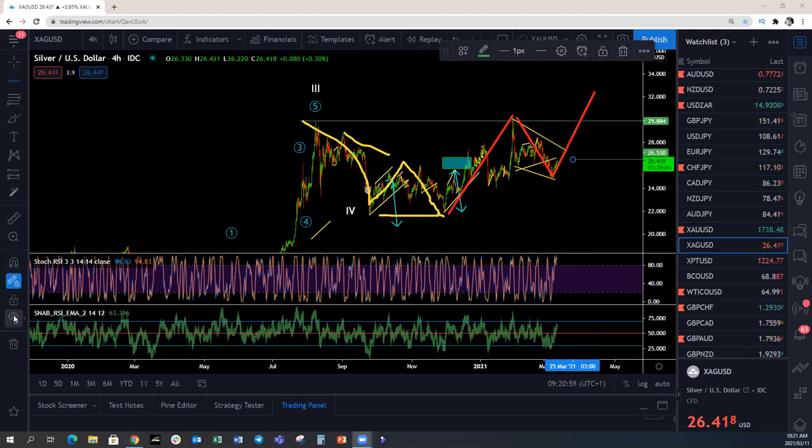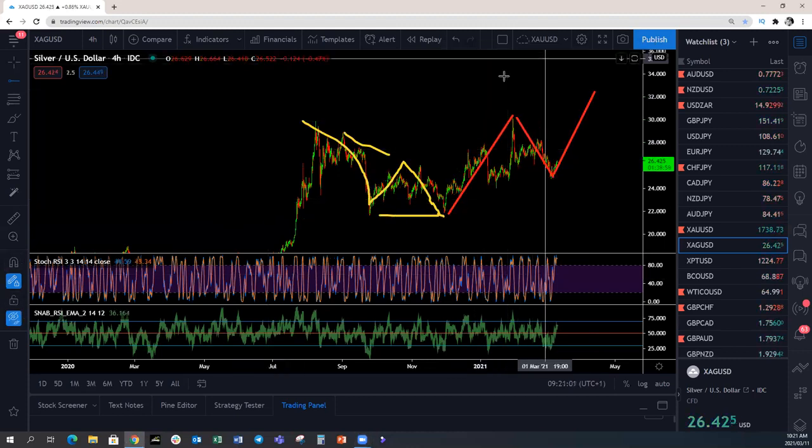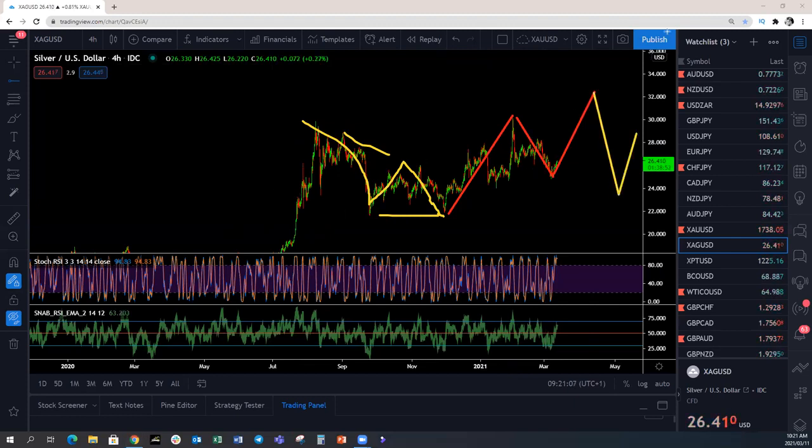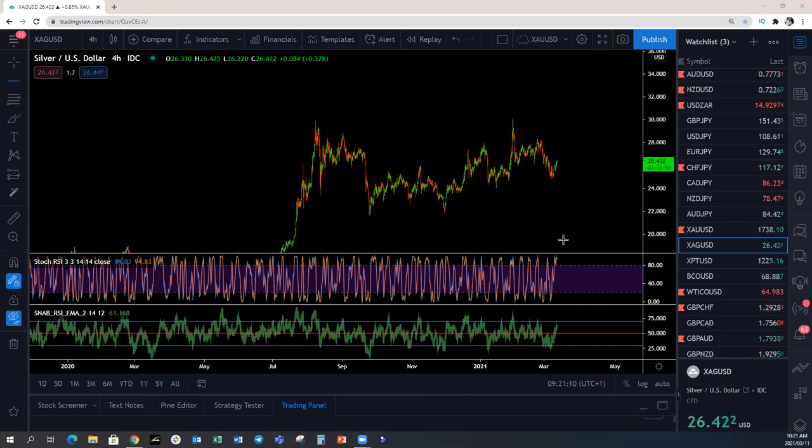Except for that, there's a possibility which I don't think will happen for this to make an expanding flat as follows. If we've got 3 down here, it comes back and makes a 3 down and then upside. But I'm not looking at it. It's just to show you that that could be something like that.